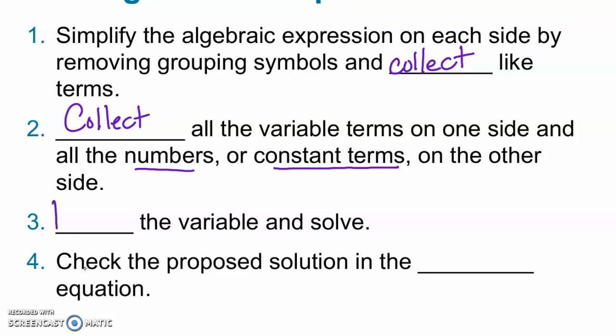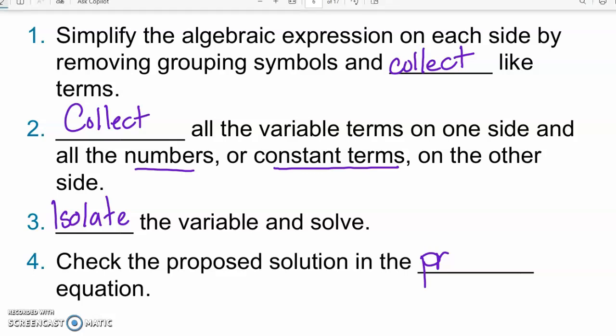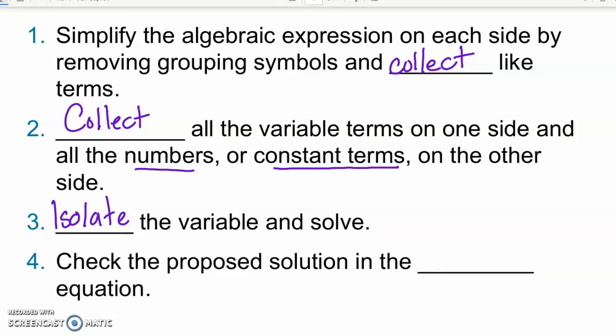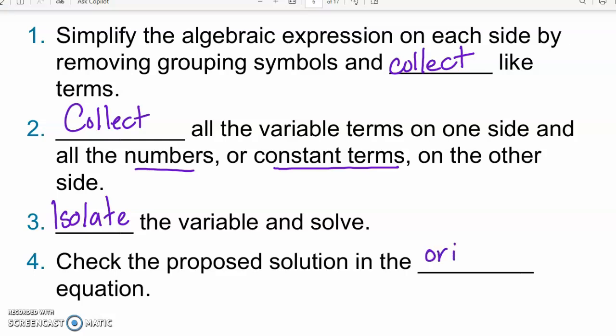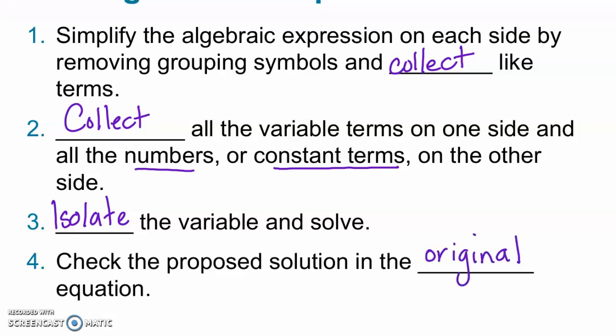Then we want to isolate. When we're solving an equation, we're trying to isolate the variable. Get the variable by itself on one side and solve. And then lastly, we want to check the proposed solution in the original equation. So we want to go back to the original equation and check if it is correct. So we'll take a look at some examples of that too.